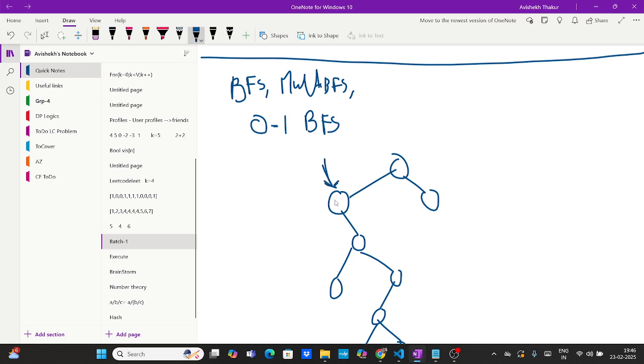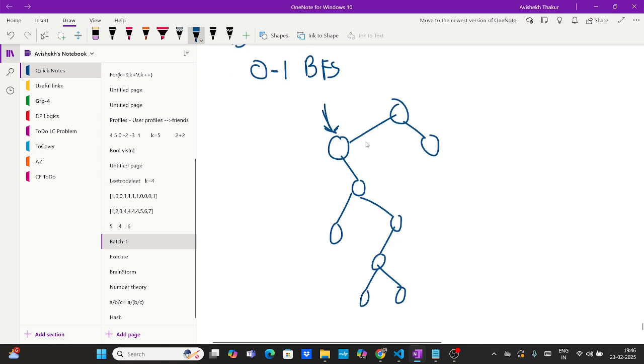Given a source node, find the shortest distance to all the other nodes. Did we do that yesterday? Yes, we'll be finding the BFS. We'll go level-wise in the traversal and we'll return the lowest number, right?